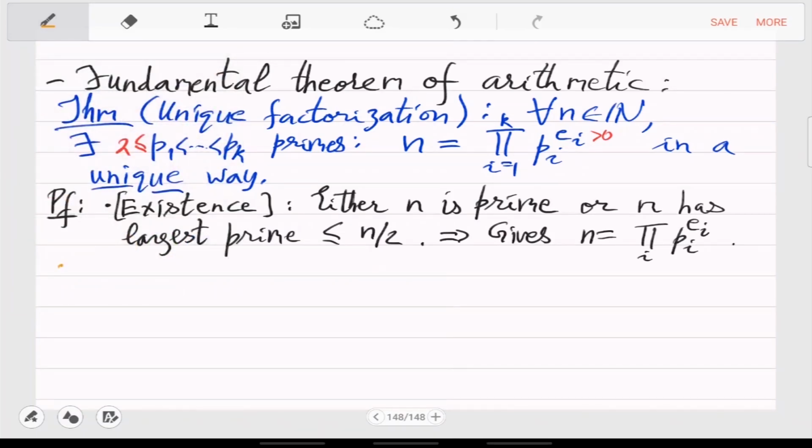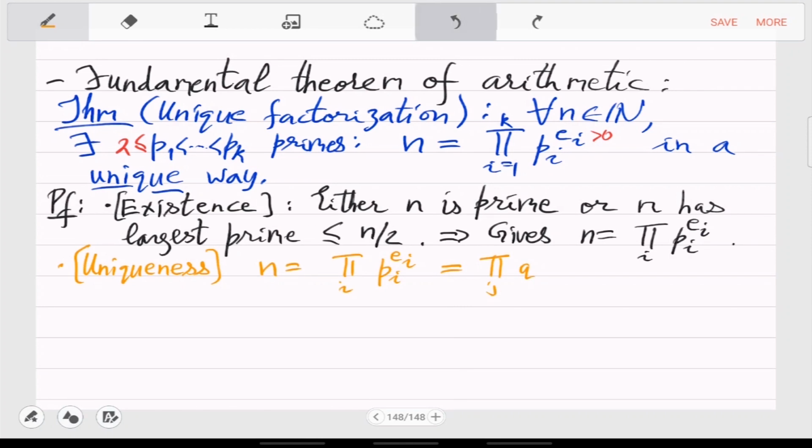Why is it unique? So here, suppose it is not. So let's continue using this shorthand. So Pi Ei is equal to Qj Fj. Okay, and suppose there is some difference in either Pi Qj or Ei Fj.